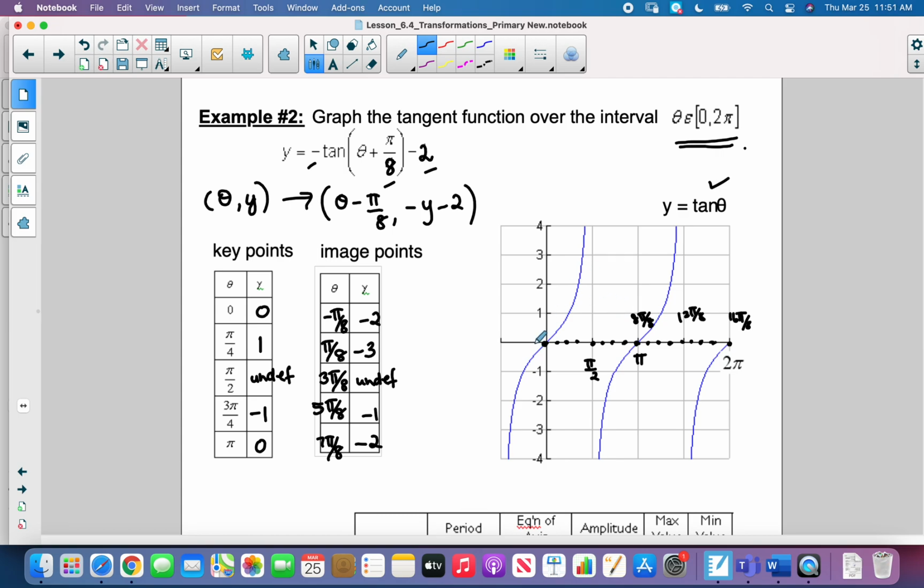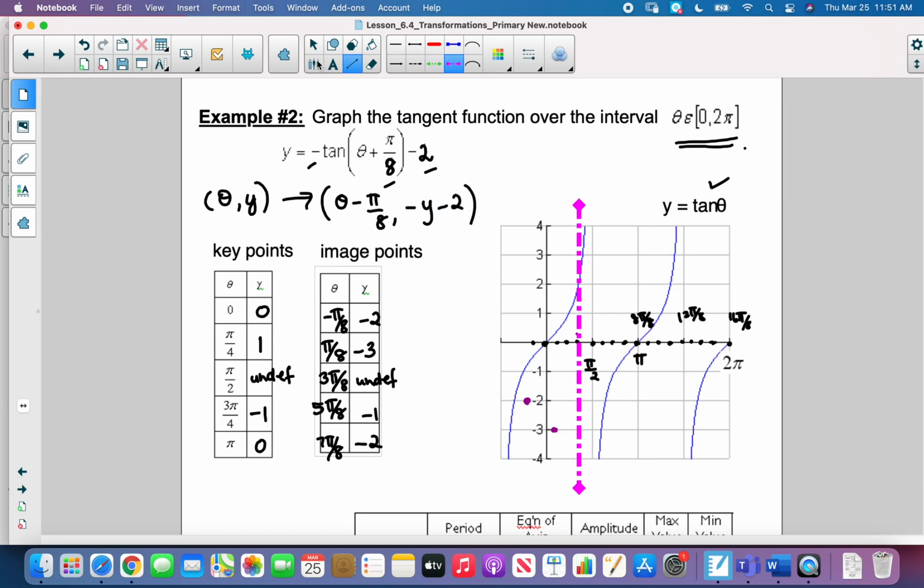My negative pi over 8 will be right here. Okay, so I'm going to start my first plot. Let's try it in purple. Negative pi over 8 and negative 2 will be down here. Pi over 8 and negative 3 will be down here. 3 pi over 8, 1, 2, 3 pi over 8, and the y value is undefined. So what happens here is there is a vertical asymptote happening right here.